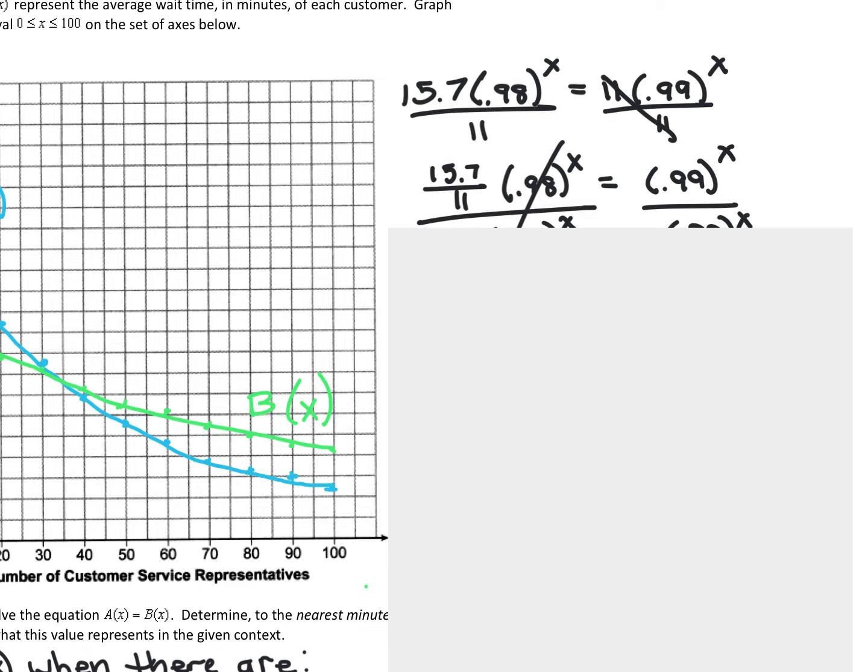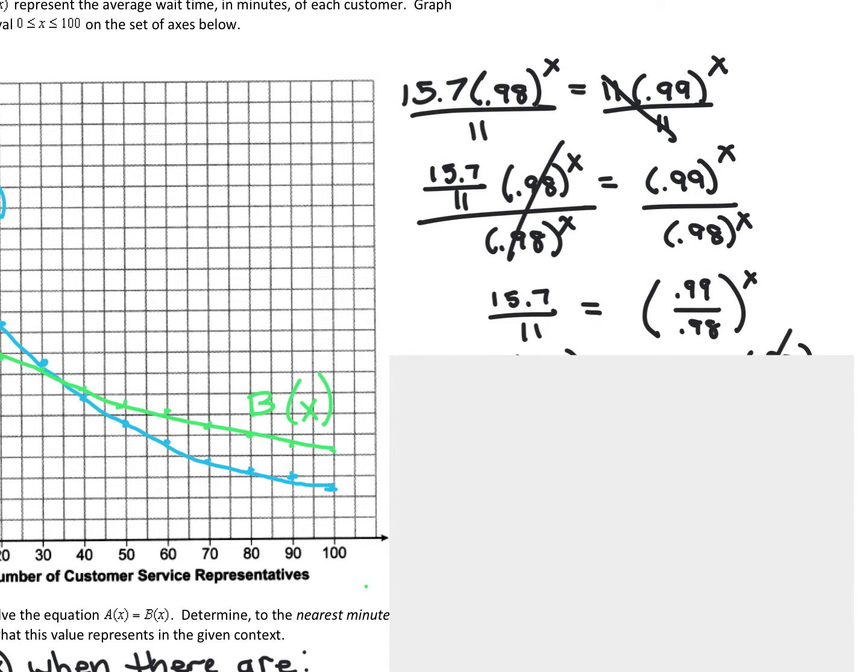Now I knew I had to get both of these on one side of the equation, and since I moved my numbers over here, I decided to move the terms with the exponent to the right side of the equation. So I divided both sides by 0.98 to the x power. On the left side, I'm left with this fraction, and on the right side, I could leave this as 0.99 over 0.98 to the x power. I put it all into one fraction.